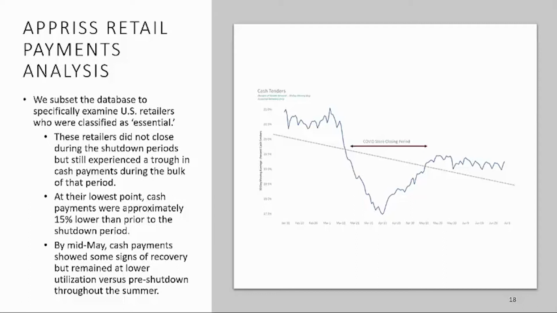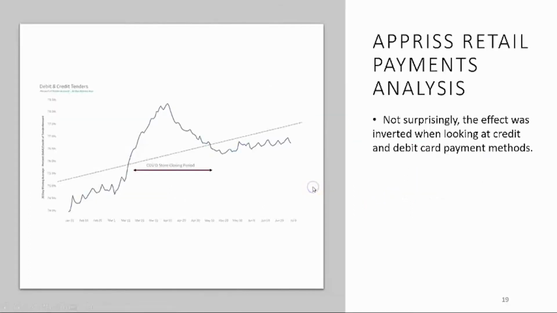And in fact, we did see that. We did have quite a drop in the utilization of cash during that COVID store closing period. At its lowest point, cash payments were about 15% lower than they had been prior to the shutdown period. Now, we did see coming out of that COVID closing period some level of recovery, but we did not see that recovery in cash payments climb back up to the level where it had been prior to those shutdowns. So we did find a lower level of support coming out of the closure period.